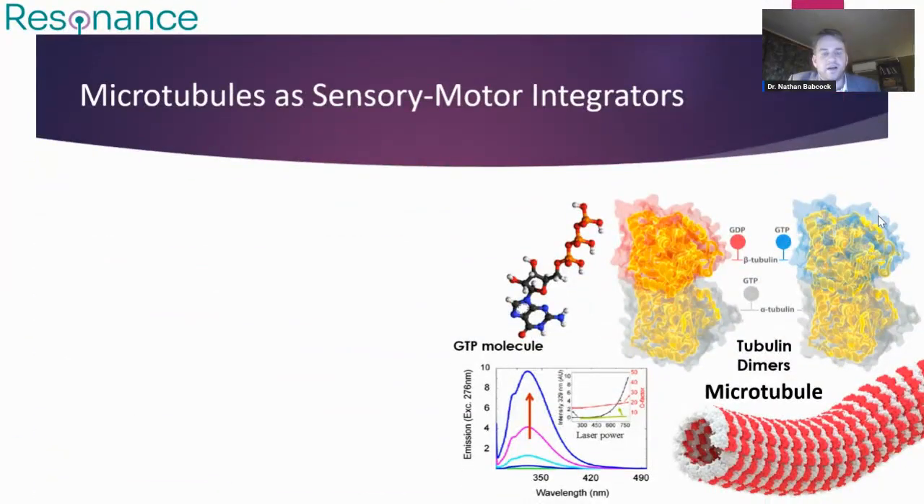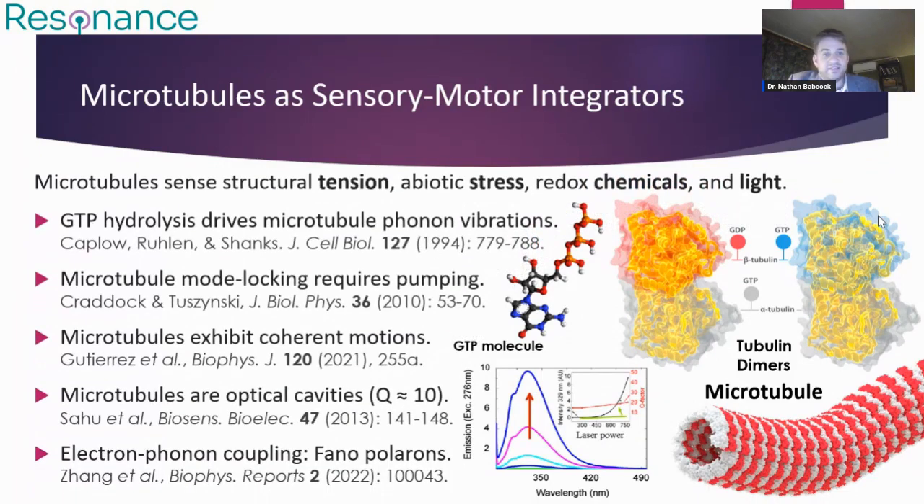Microtubules are sensory motor integrators. They combine sensing information and motor information, movement information, in the cell. In fact, they can sense structural tension, stress related to the surrounding environment, pressure, the humidity, redox states, the chemical states of the cell, and even light.